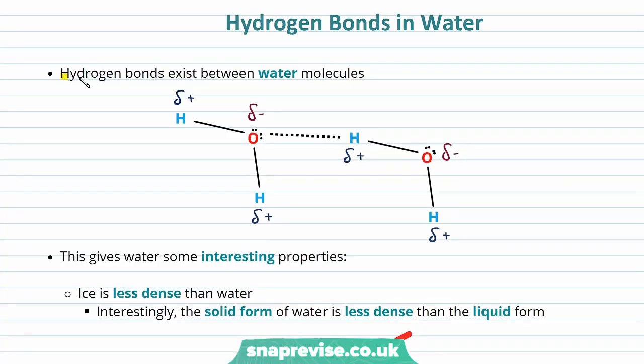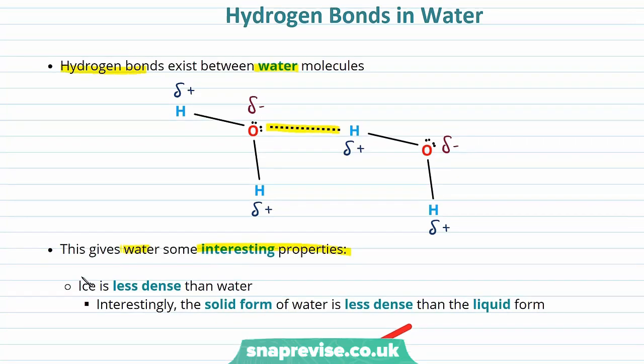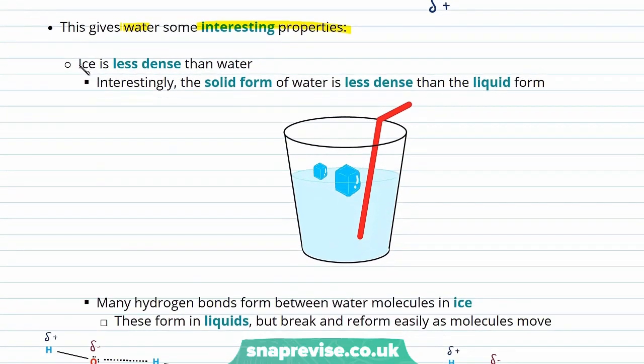As we know, hydrogen bonds exist between our water molecules, and you can see we have two water molecules here, and this hydrogen bond is forming between the hydrogen on one molecule and the lone pair of electrons on the oxygen of another molecule. These hydrogen bonds that occur between our water molecules give water some really interesting properties. The first is that the solid form ice is less dense than the liquid form water. This is a property you'll be very familiar with in seeing that your ice floats in your glass of water.